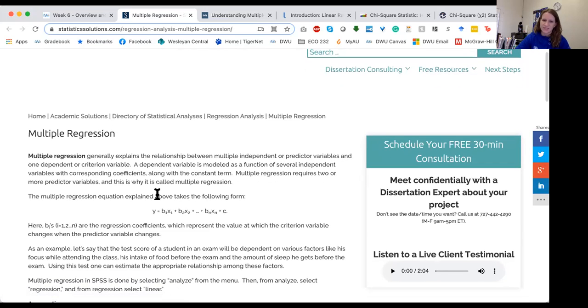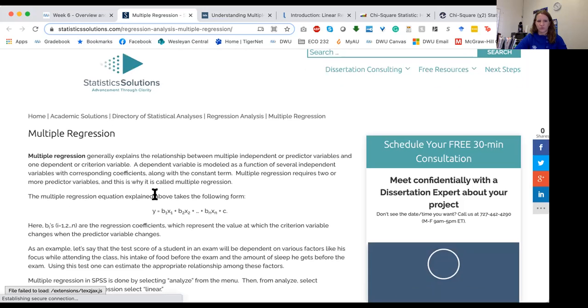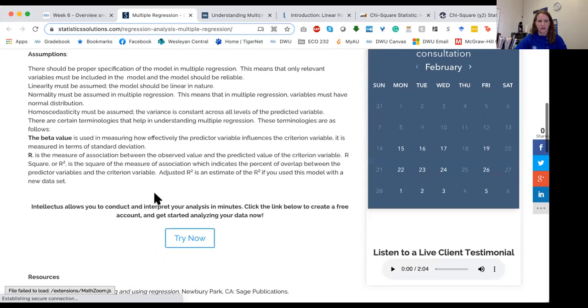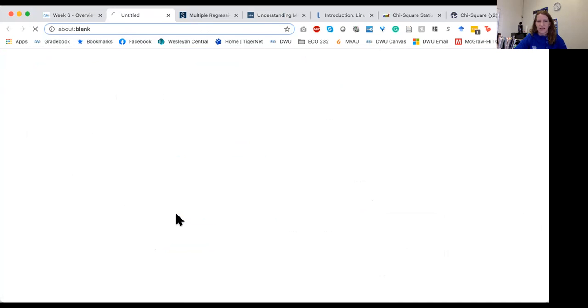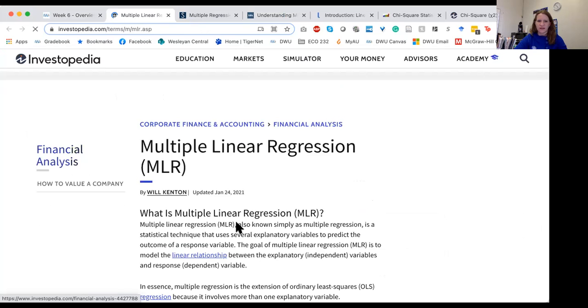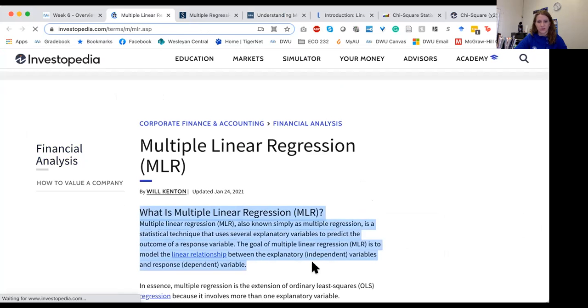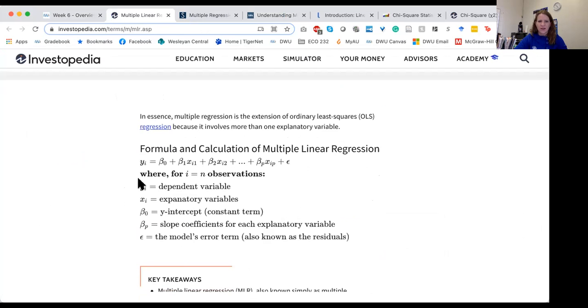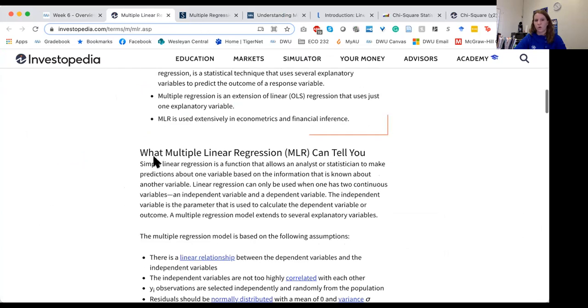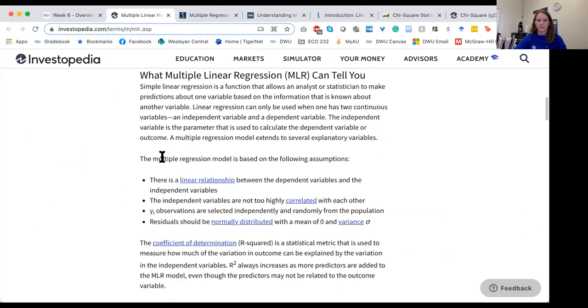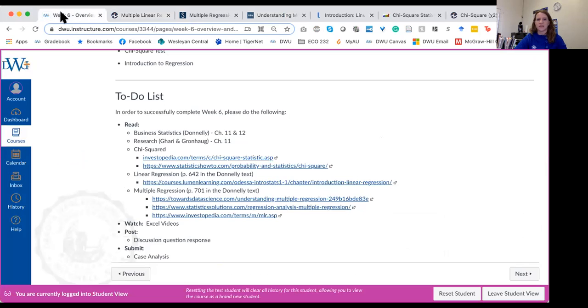Remember, next week is dealing more with how to actually run multiple regressions and linear regressions. These are just like, what are you actually assuming? That's what I want you to know. The last one, this one's probably, again, the best one, this Investopedia, telling you what a linear multiple regression is, what are the aspects of it. You don't need to know the math part of it, your main takeaways, and what it can tell you. So those are pretty much the basics of a linear regression or a regression.